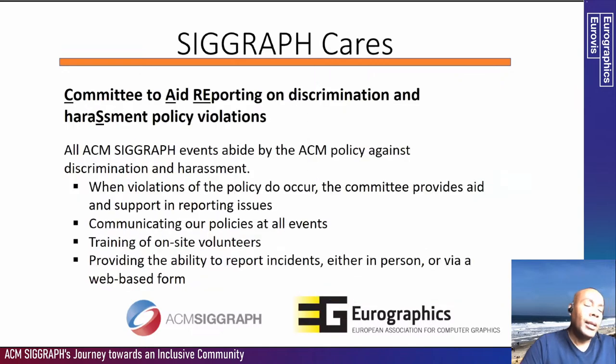The next slide centers in on one of the programs that we enacted at the conferences and all our events. And it basically helps us to abide by ACM's policy against discrimination and harassment. And that program is called CGRAP Cares. And what we did was really pull together a committee to aid reporting on discrimination and harassment policy violations at the conferences and events. Alain Chenet is our chair for that particular area and that committee.